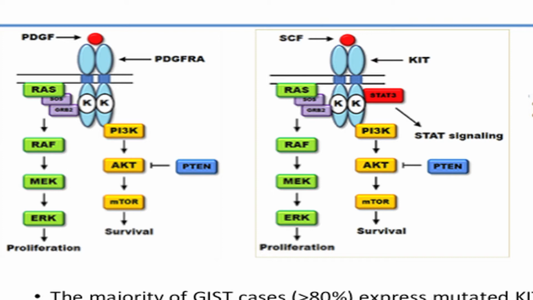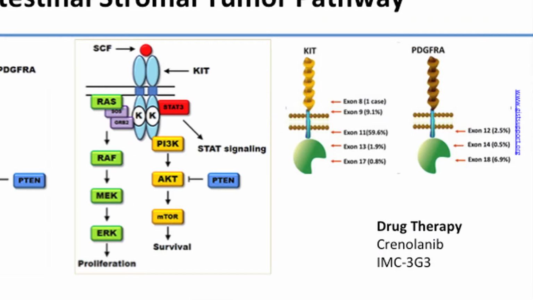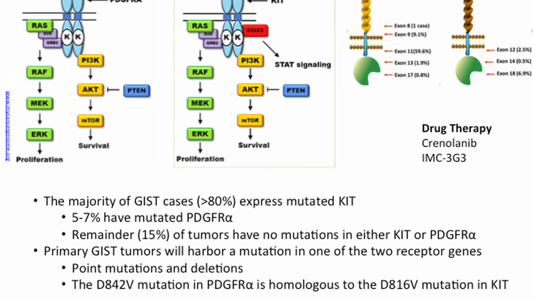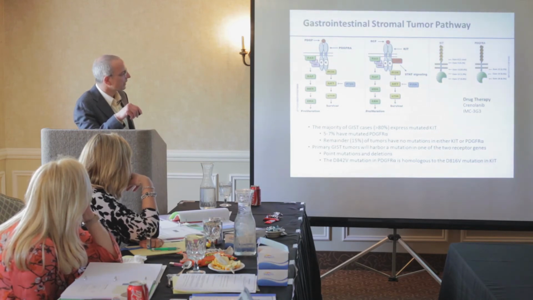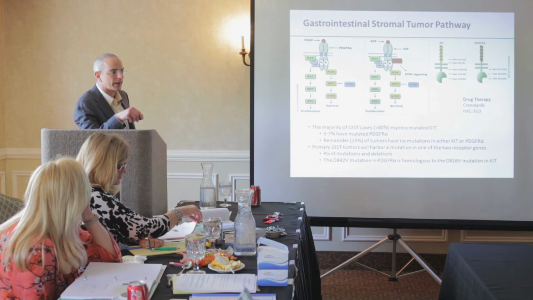Okay, a couple of drugs out there. So you can see that the majority expresses the mutated KIT, and 5 to 7% mutated PDGFR, no mutations. So if there's no mutations here or here, that's kind of tough. That's really it. So just interesting, 2 pathways, very similar, 2 different genes applying it.